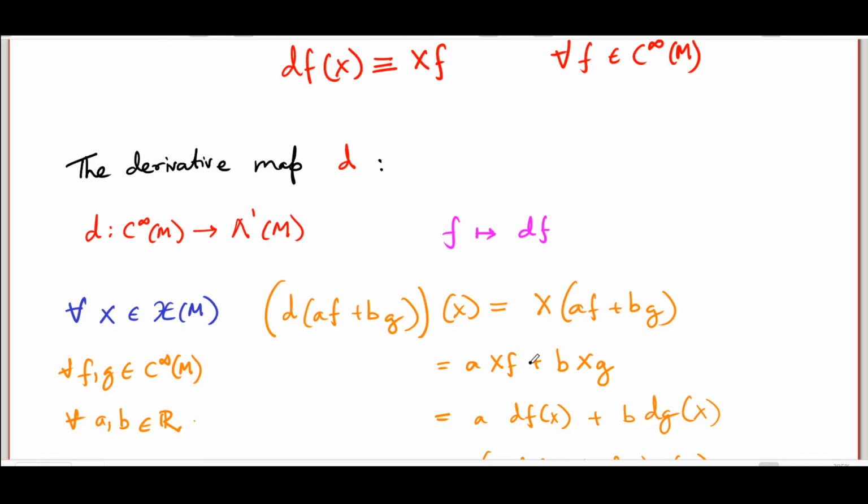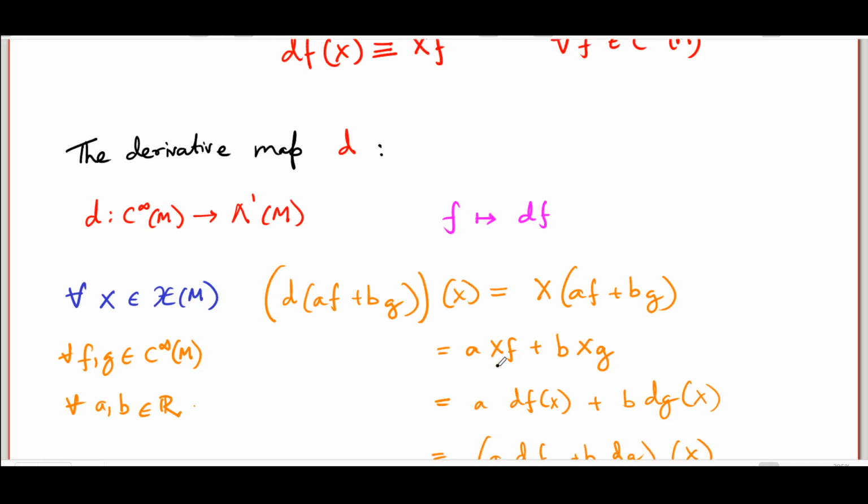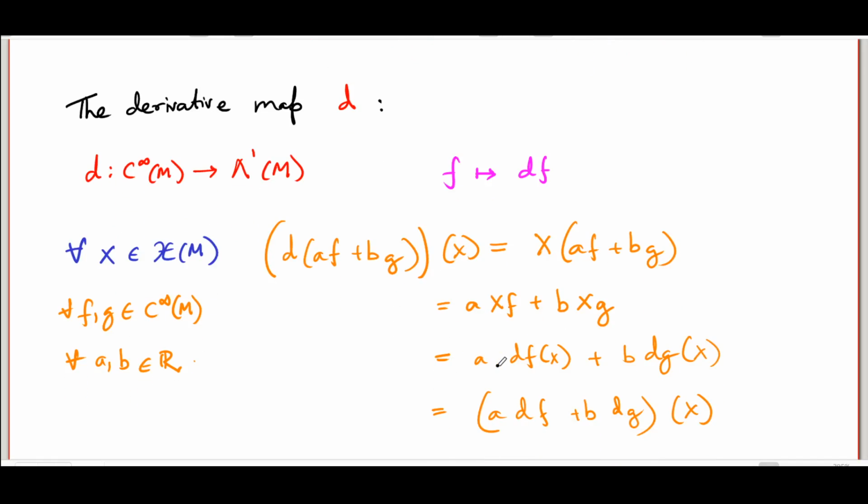Now, xf is the same as df acting on x. xg is the same as dg acting on x. So, by the definition of multiplication of differentials or covector fields by numbers and their addition, this result is the same as a df plus b dg acting on x.